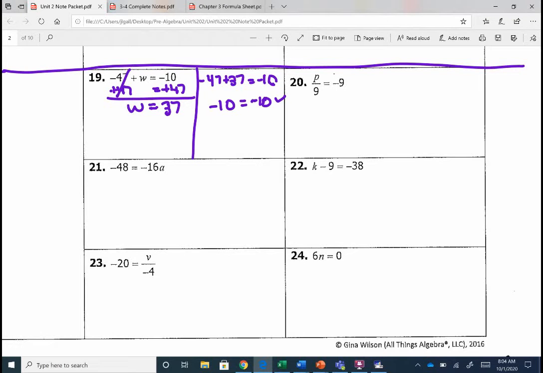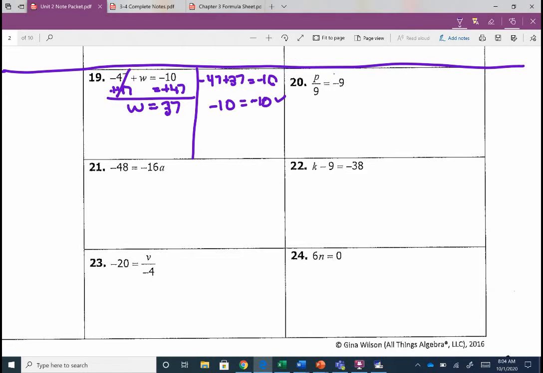In number 20, that bar means we're dividing. So to undo division, we multiply. And we need to multiply by the number we're dividing by. We're trying to get p by itself. Some of us yesterday knew to multiply, but we were multiplying by something else.